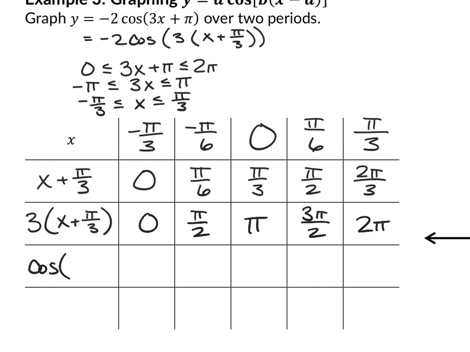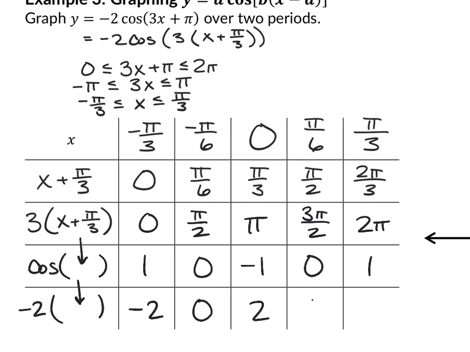So if we do the cosine of this value, and I'm going to cheat and just do this. Cosine of 0 is 1, then you have 0, then you have negative 1, then you have 0, then you have 1. But we're going to take this and we're going to multiply it by negative 2 because we are having both a vertical dilation, a change to the amplitude, as well as a reflection, which means my output values are negative 2, 0, 2, 0, and negative 2.